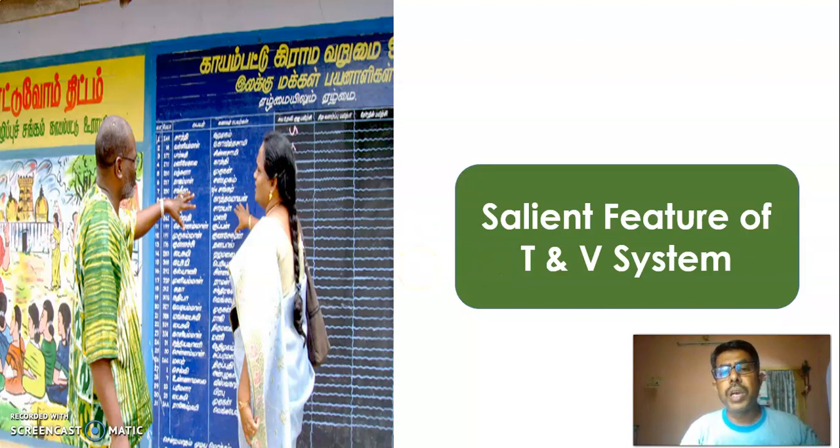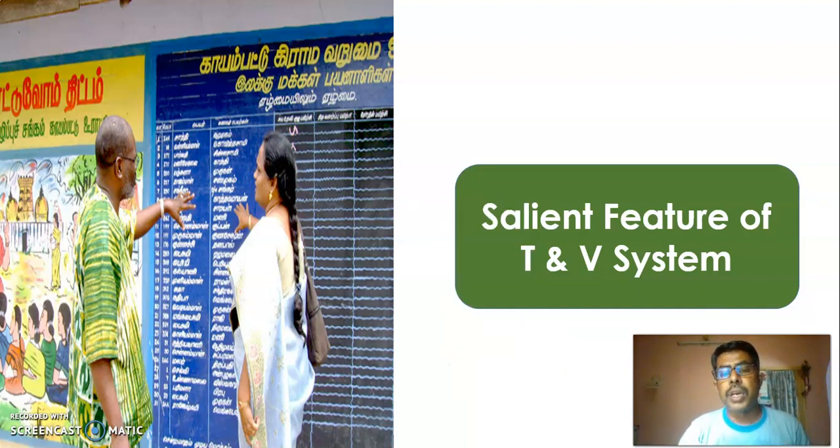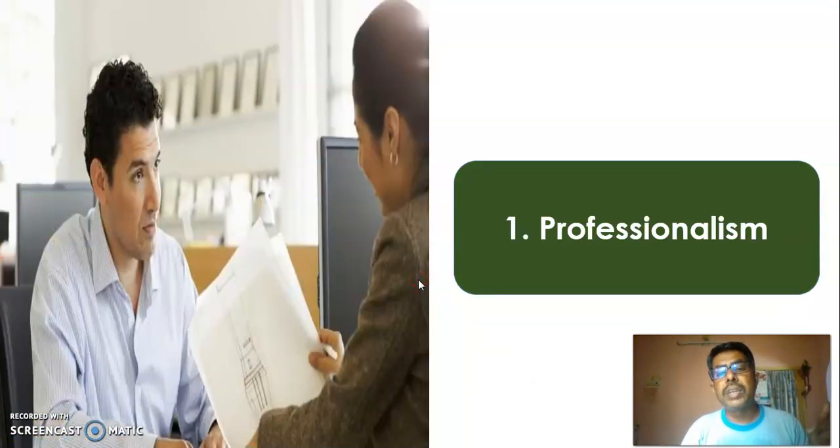Because before this, we did not have a specialized agriculture extension machinery or extension system to deliver technology to the farmers in a proper way. These methodologies, the features or characteristics of the training and visit system, are very useful for transferring technology. So one by one we will see the most important features of the training and visit system. One is professionalism.